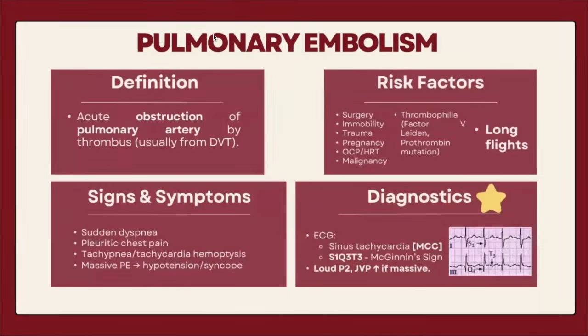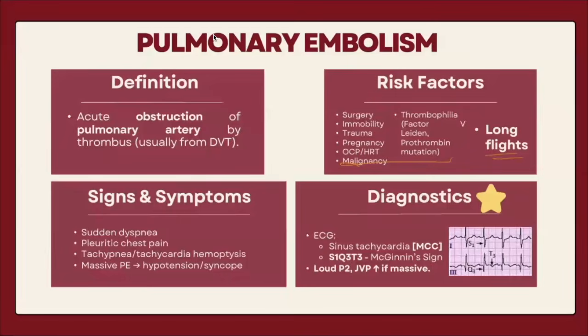Easy. So now we'll move into pulmonary embolism, which, as someone stated, is when the thrombus breaks off, travels in your bloodstream, and reaches the lungs, causing a blockage in one of the pulmonary arteries. Now, the risk factors to develop pulmonary embolism are all of these, and again, long flights.